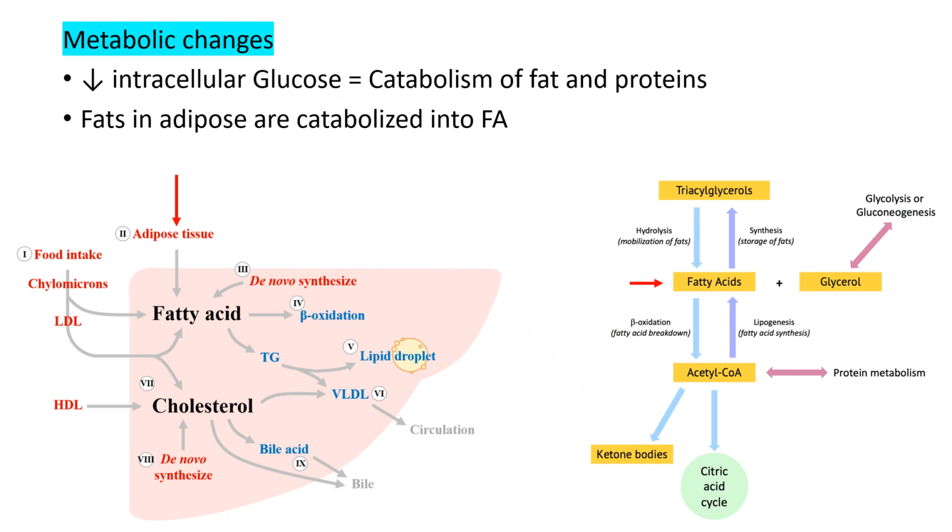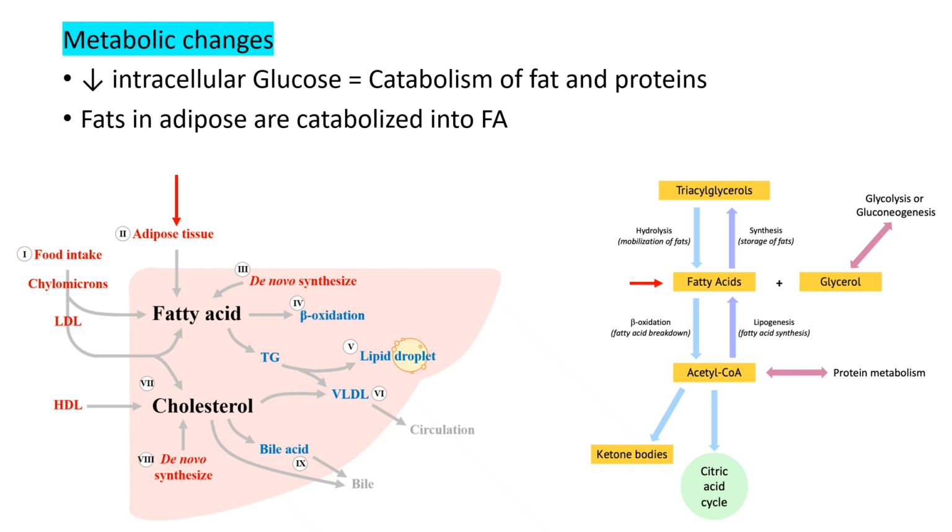Let's look at metabolic changes. As the sugar level inside the cell decreases, remember, if insulin isn't working, that means glucose isn't going inside. So that means the sugar level inside is low. Therefore, the cell is going to have to catabolize fat and proteins.